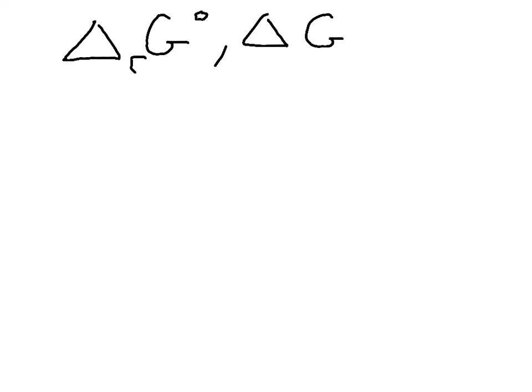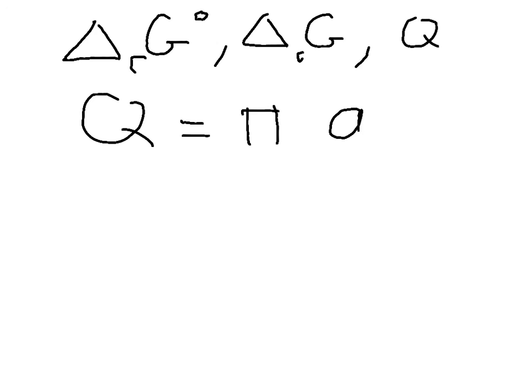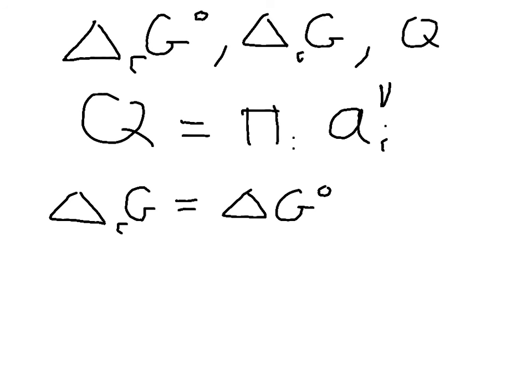So the bottom line from all this is that delta G standard and delta G are both related through the reaction quotient Q, where Q is a product of all the activities of the products and reactants raised to their stoichiometric coefficients, and the equation that relates them is delta G for reaction is equal to delta G standard plus RT log of Q. And we have to make sure you understand the difference.